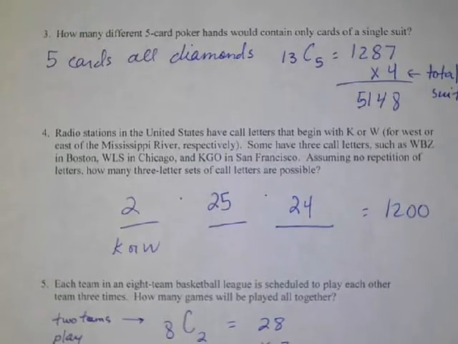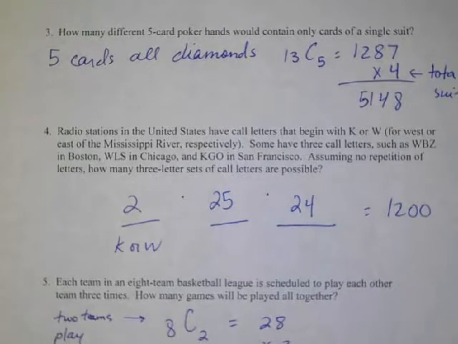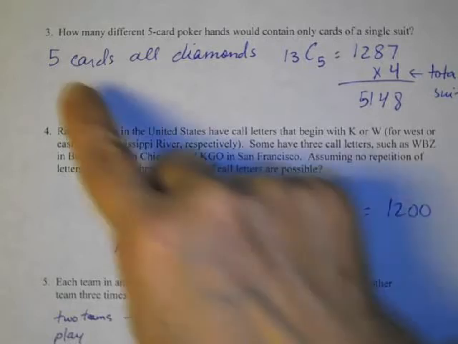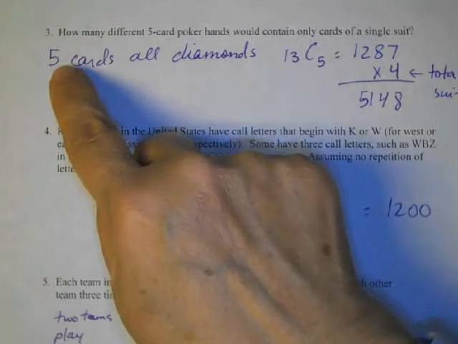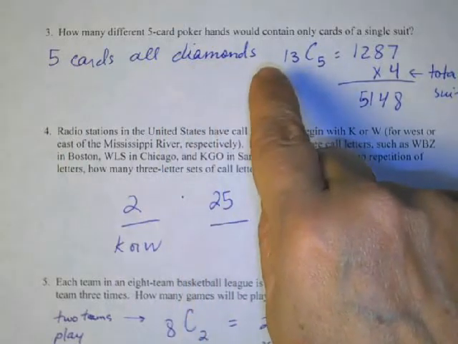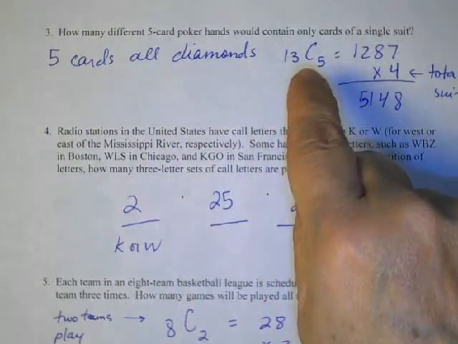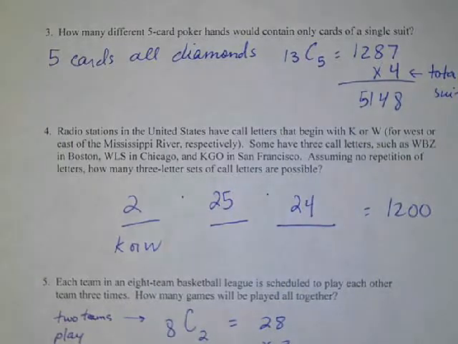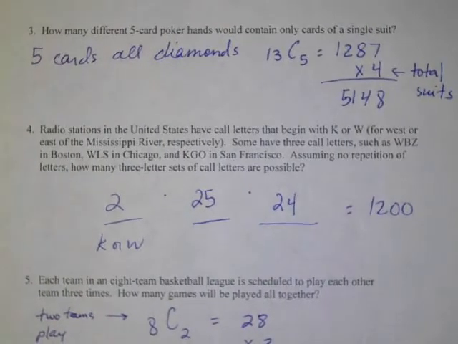Now let's go back to those 5-card poker hands, and let's say we want to have only cards of a single suit. Well, let's just drill that down and say, what if we needed 5 cards that were all diamonds? Well, there's 13 diamonds, and I need 5 of them. Remember, every time we play poker, it's a combination. I cannot repeat cards in my hand, but order doesn't matter. So I get 1287. Now I'm multiplying it by 4 because there's 4 total suits.